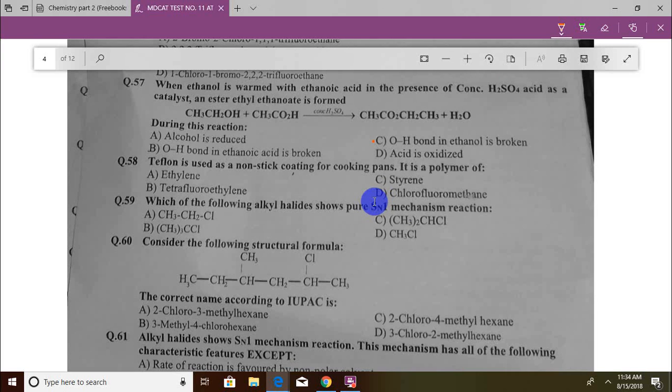So Teflon is used as a non-stick coating for cooking pans. So what is it a polymer of? Now you need to know some background of Teflon as well. It's made up of a monomer which has 2 carbons and 4 fluorine attachments, and it's a pretty valuable plastic, right? Because it's really corrosion resistant, so it's often used for the insulation of wiring.